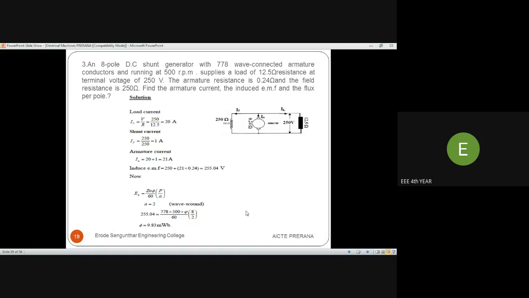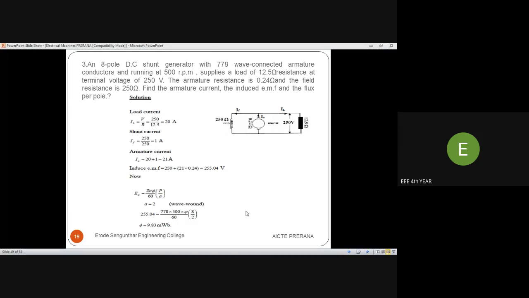The solution: we can find out the load current from the load voltage and load resistance. 250 divided by 12.5, where 250 voltage is the load voltage across the load and 12.5 is the load resistance value. It is equal to 20 ampere. We easily find out the load current value. Then we can find out the shunt current value from the field current, 250 divided by 250 volt. It is 1 ampere. The armature current IA equal to 1 plus 20.